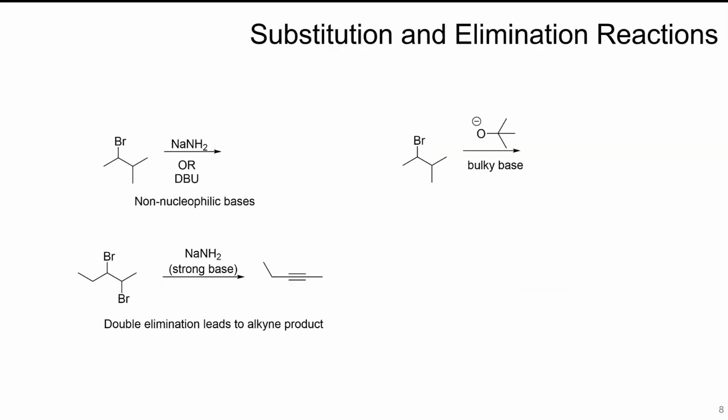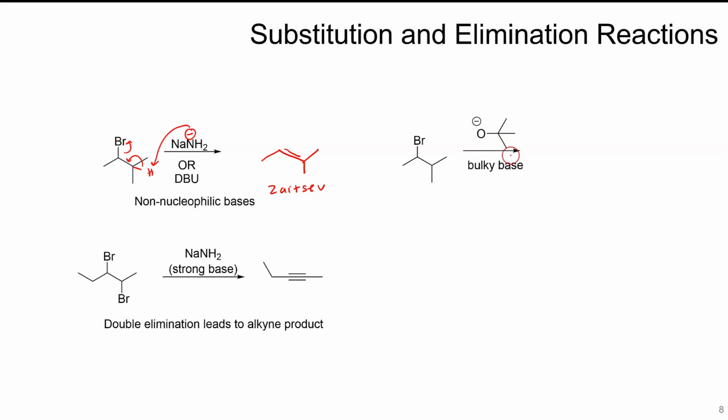If we want to do an elimination reaction, you have a strong base such as sodium amide or DBU. These are non-nucleophilic bases that will only act as base, and that will remove the hydrogen that is beta to the leaving group and form the double bond. This is the Zaitsev product, meaning that it's the most substituted.